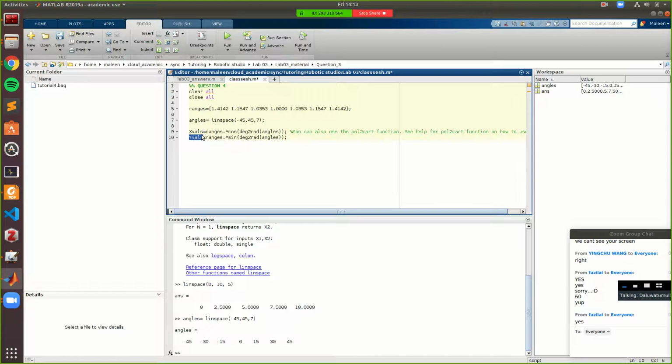Another way you can get these x values and y values is there's a function called pol2cart that converts basically.